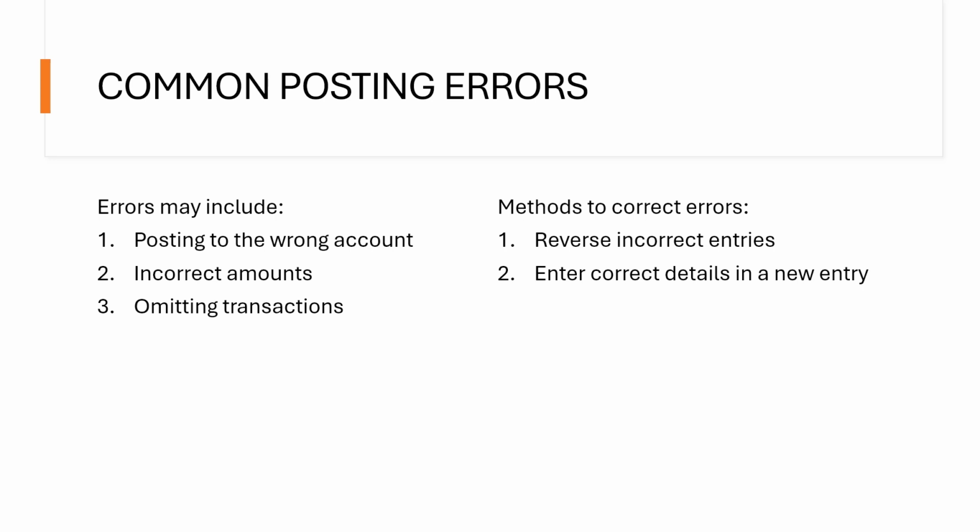reverse incorrect entry. In this method, if a mistake is made, a reversing entry should be made to cancel out the incorrect entry before posting the correct one. The second one is to enter correct details in a new entry. In this case, instead of altering previous records, a new journal entry should be created with the correct transaction details. These corrections help maintain accounting balance and the integrity of the accounting record.